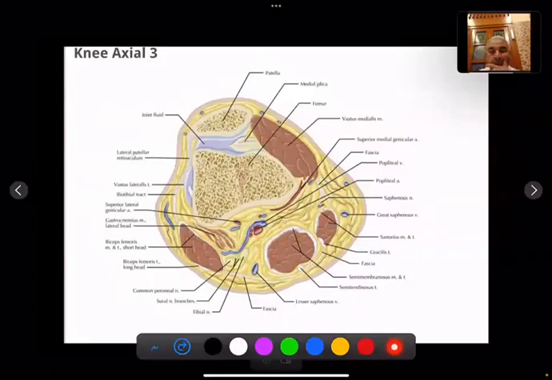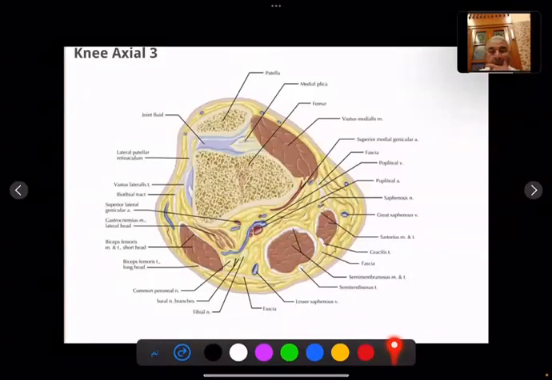This is the section at the patellofemoral joint. This is the patella, and this is the lateral condyle of the femur, and this is the medial. This is the vastus medialis, and this is the vastus lateralis tendon. This is the lateral retinacular ligament, which has started to appear.